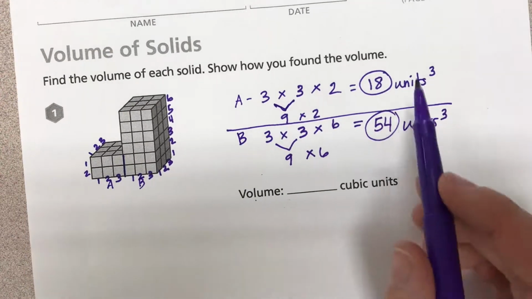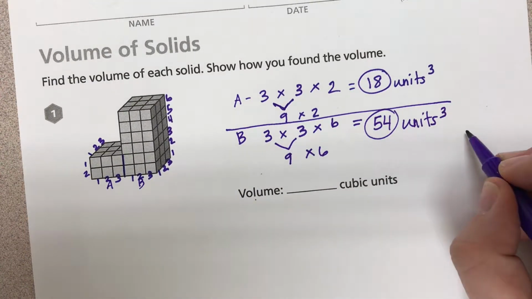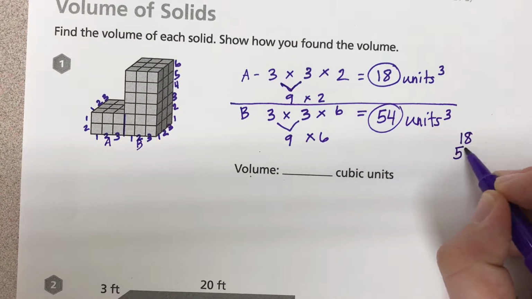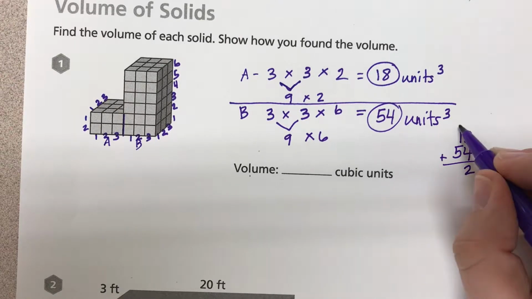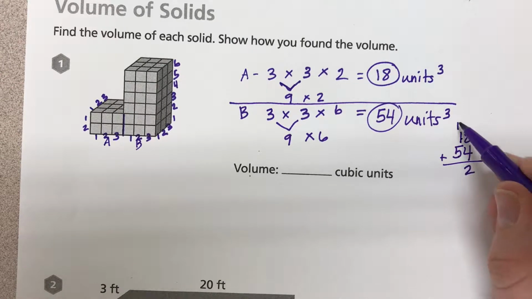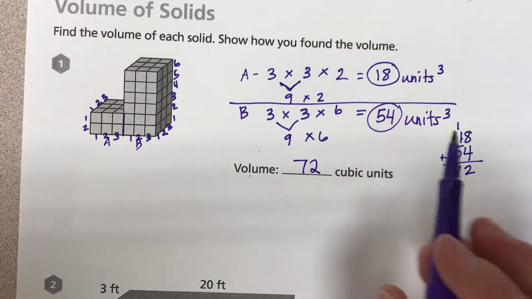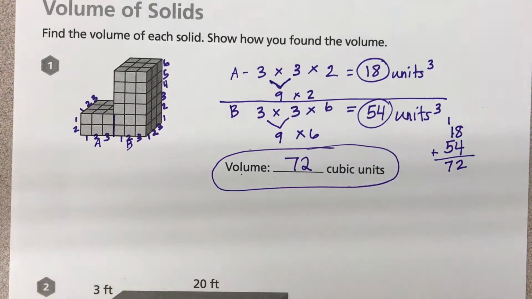But that is not our answer. We actually have to add up 18 and 54 in order to get the total. So I'm going to do that off to the side here. 18 plus 54. 8 plus 4 is 12. And 5, 6, 7, 72. So my answer should be 72 cubic units. That is the answer for number 1. Okay?